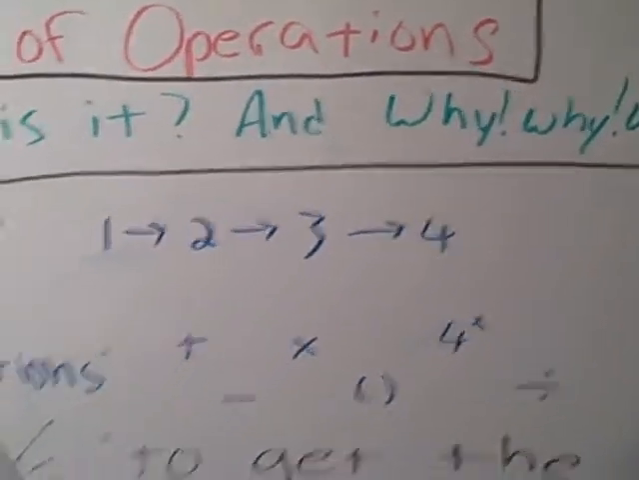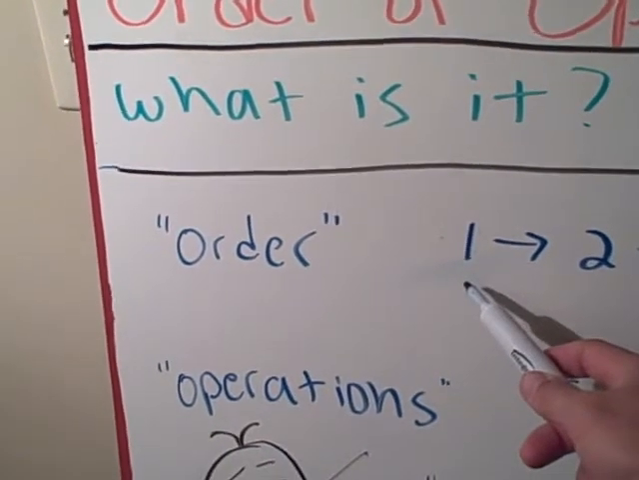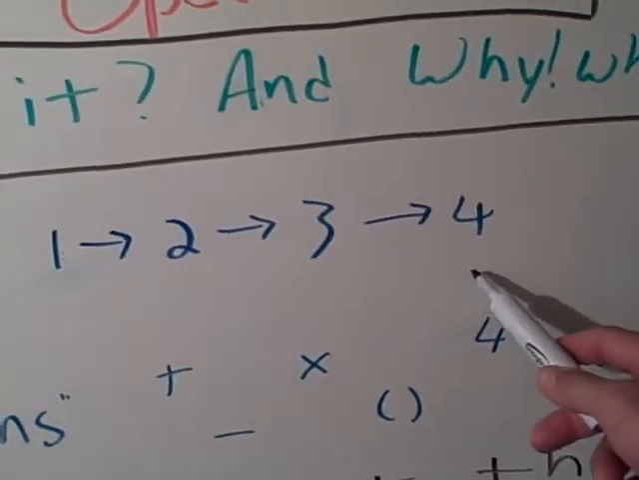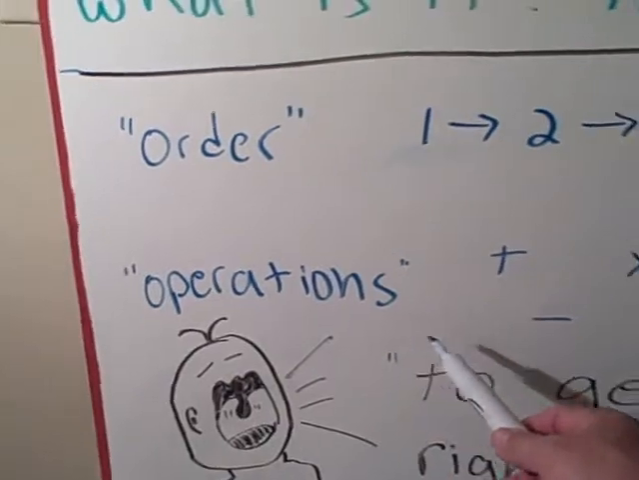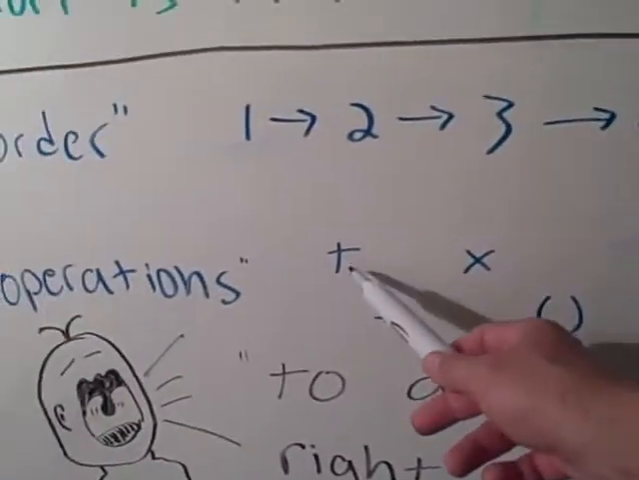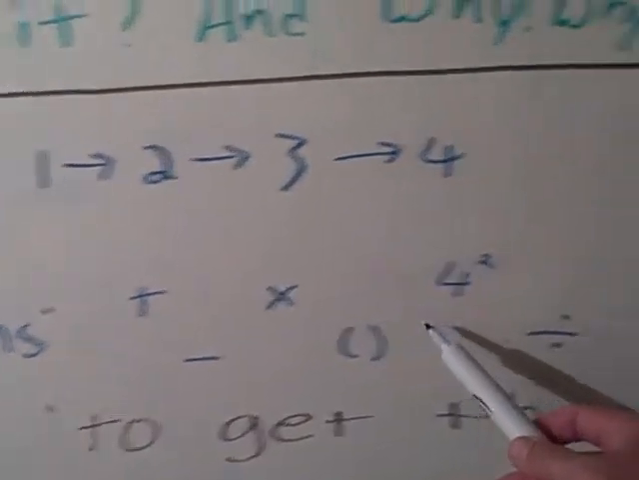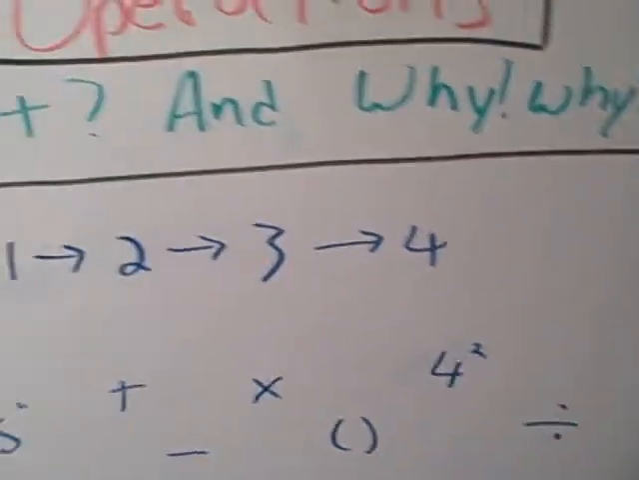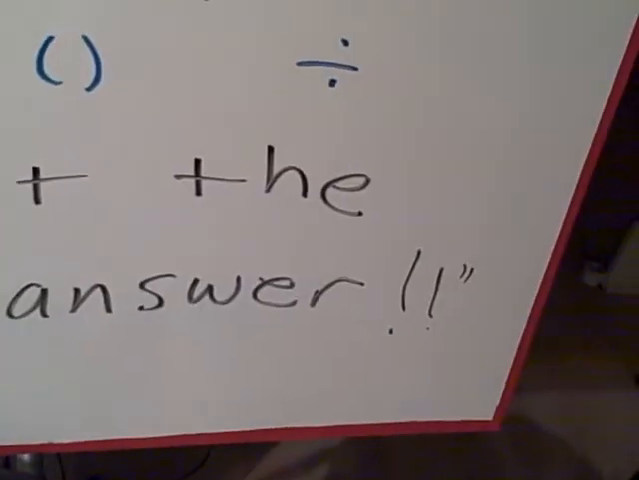What is it? And why do you need to know it? Well, like I said, in order to do things, usually we do the first step first, then the second, then the third, then the fourth. In math, operations are the things that we do with numbers, like add, subtract, multiply, numbers in parentheses, exponents, divide. Why do we need to know this? Because we need to get the right answer!